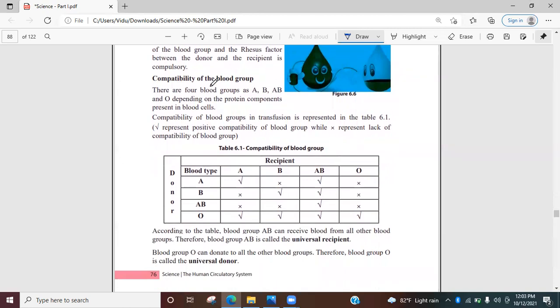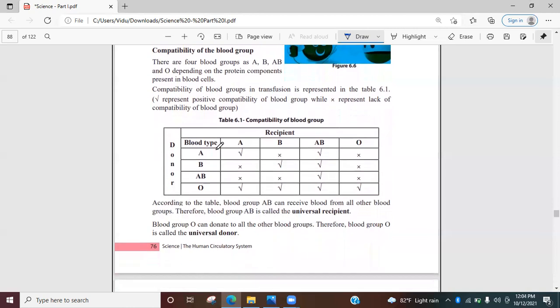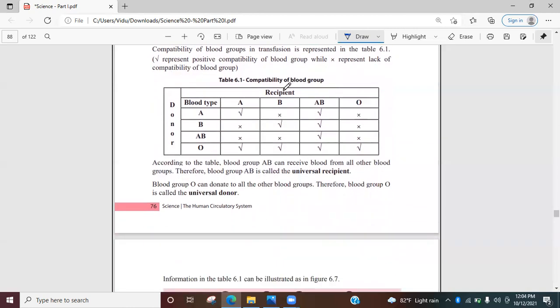Compatibility of blood group. There are four blood groups: A, B, AB, and O, depending on the protein components present in the blood cells. Compatibility of blood groups in transfusion is represented in this table, with donor and recipient blood types A, B, AB, and O.